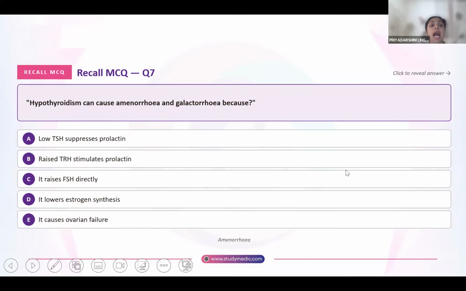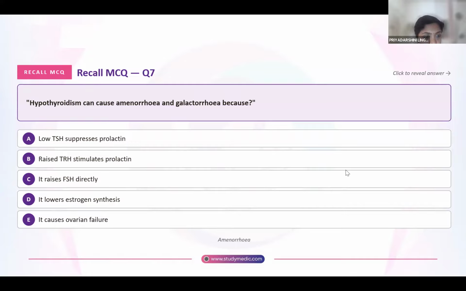So next question, hypothyroidism can cause amenorrhea and galactorrhea because, okay. So this is thyroid and they're asking you about galactorrhea and amenorrhea. Let's look into the options. Low TSH suppresses prolactin. So whenever there's suppression of prolactin, you don't expect galactorrhea. So that itself rules it out. High TRH stimulates prolactin. Yes, it can be a possibility. Let's just look into the other options.